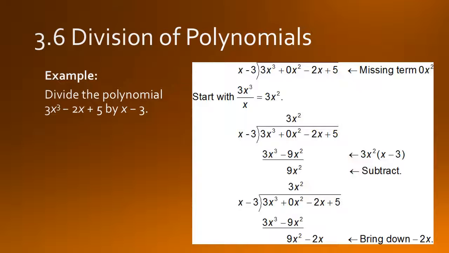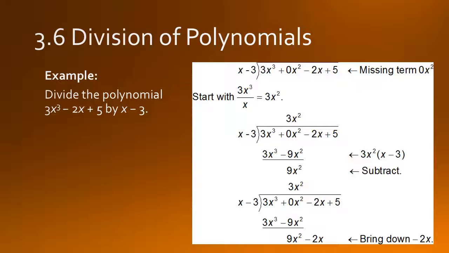The first thing we ask ourselves is, what is 3x to the third divided by x? In other words, what do I need to multiply x by in order to get 3x to the third, because we want that part to go away? The answer is 3x squared. So in the second setup here, you see that we have 3x squared on the top.